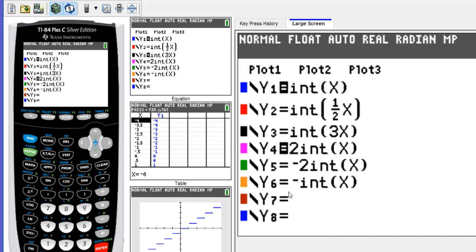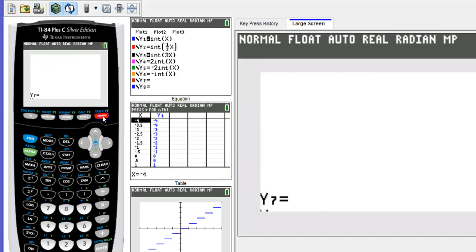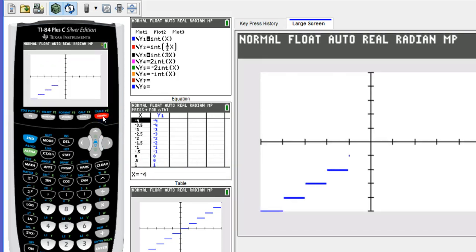Okay, so you think it's going to skip 2 some way? Do you think it's going to skip 2 up and down or skip 2 left and right? What do you think? Left to right. Okay, well, let's see what happens. Okay, so here's the parent function. Nothing on it. It's just the greatest integer of x.